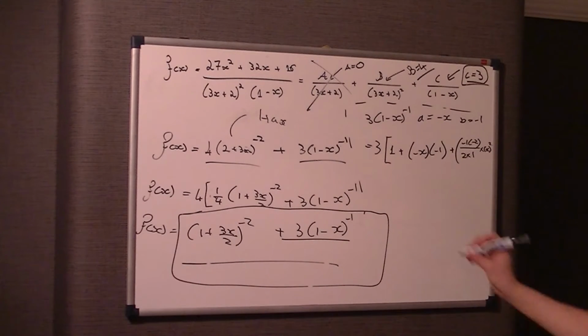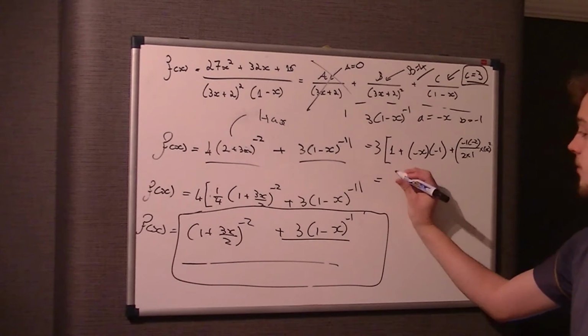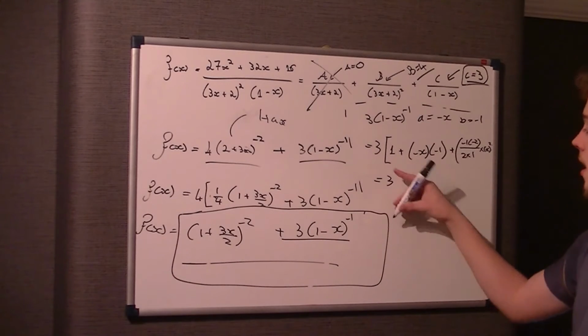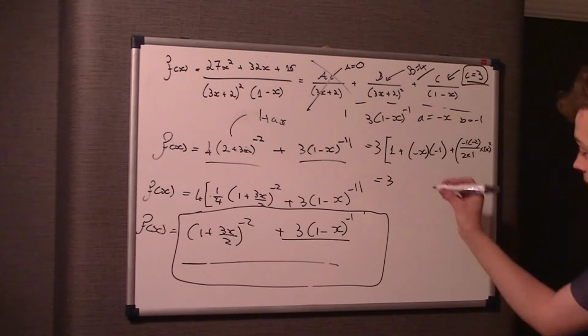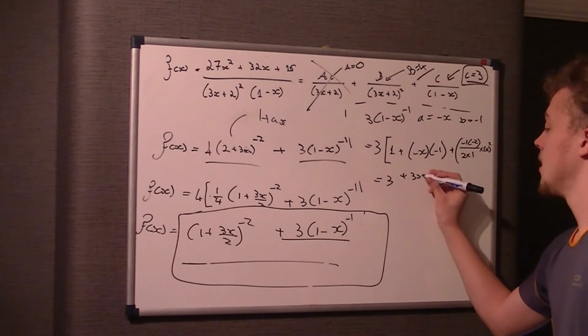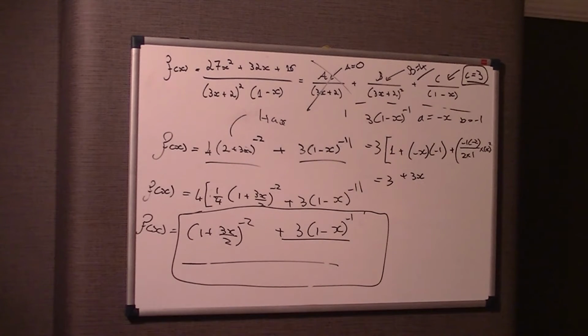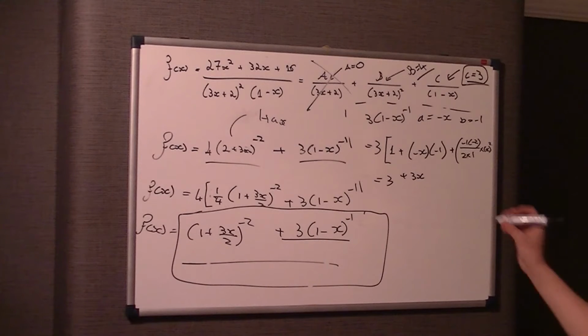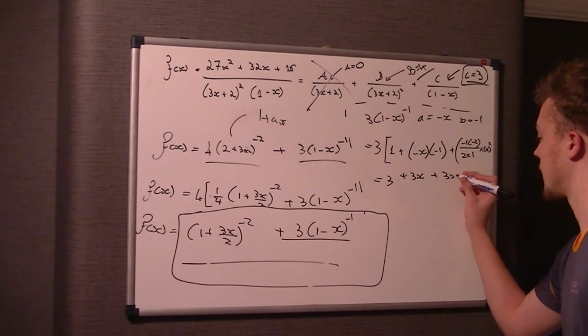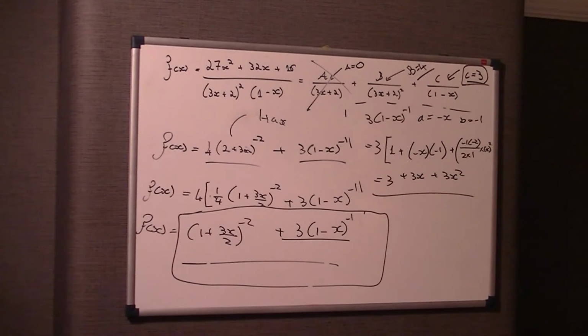And then it's just a case of expanding this out now, so 3 times 1 is 3, and 3 times x is obviously just 3x. And obviously that cancels, so it's 3 times x squared, which is obviously just plus 3x squared. So that's your expansion for your second term.